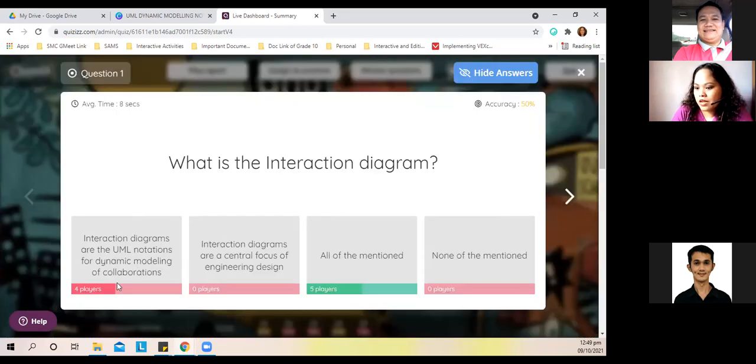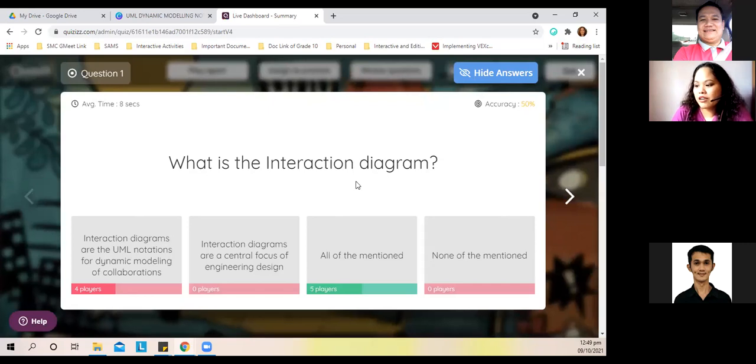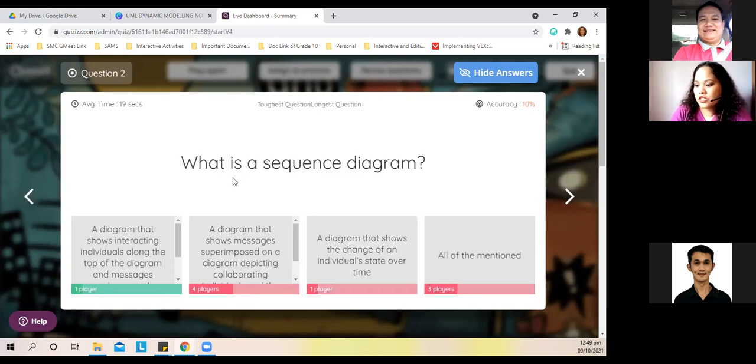The first one: what is an interaction diagram? Interaction diagram is a UML notation for dynamic modeling. Next, an interaction diagram is a central focus of engineering design. And of course, these two are all of them mentioned. Next question: what is a sequence diagram? It shows the interacting individuals along the top of the diagram and the messages passed among them, arranged in temporal order down the page.